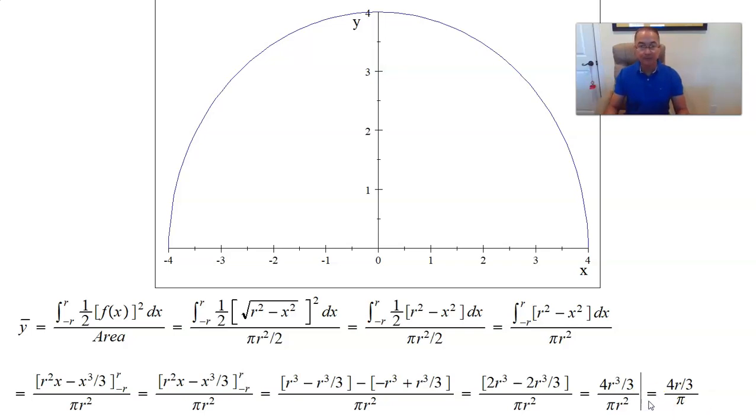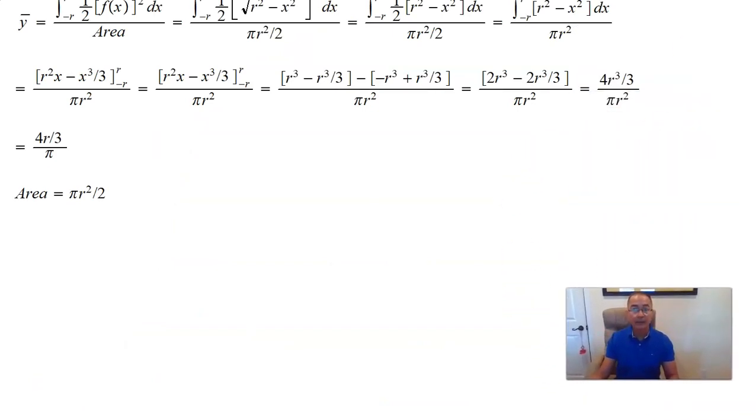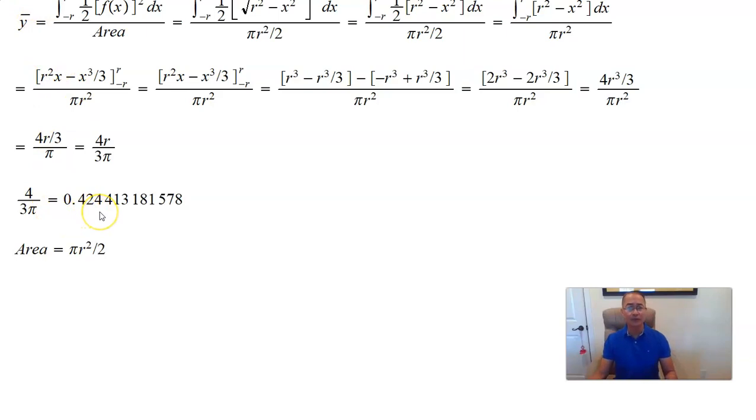Oh, okay, there we go. And just to make it look nice, let's put the 1/3 in the denominator. So it's 4r over 3 pi. Okay, so there you go. It's not 1/2. That's definitely not 1/2. Is it bigger than 1/2 or smaller than 1/2? So let's see. Let's ignore the r. And 4 over 3 pi is approximately 0.424. So it's slightly smaller than 1/2.